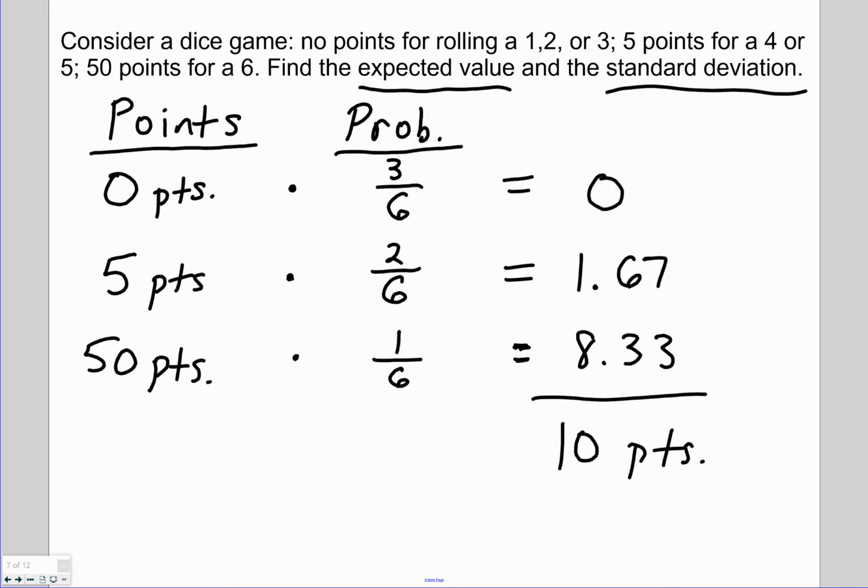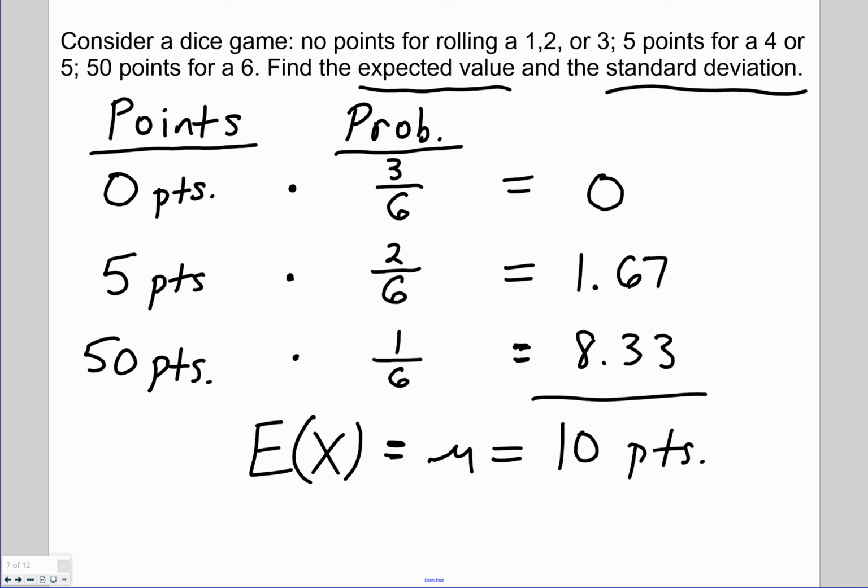Again, here are the options for your notation. You guys ready for the notation? Here are your options. You could write mu equals 10, or you could write the expected value of our random variable x. Either one of these notations is fine.